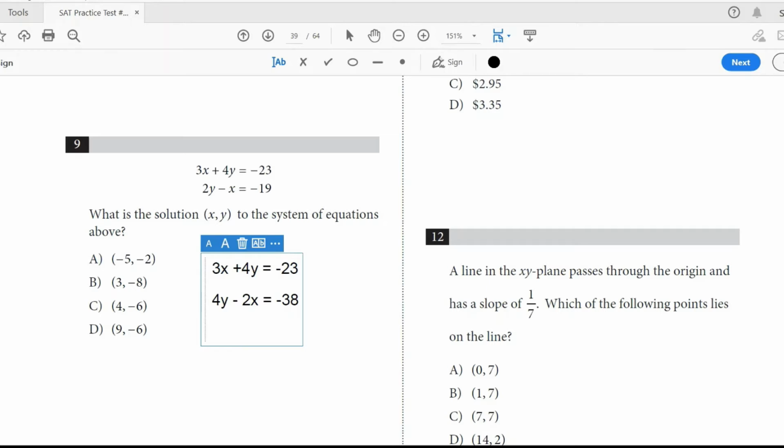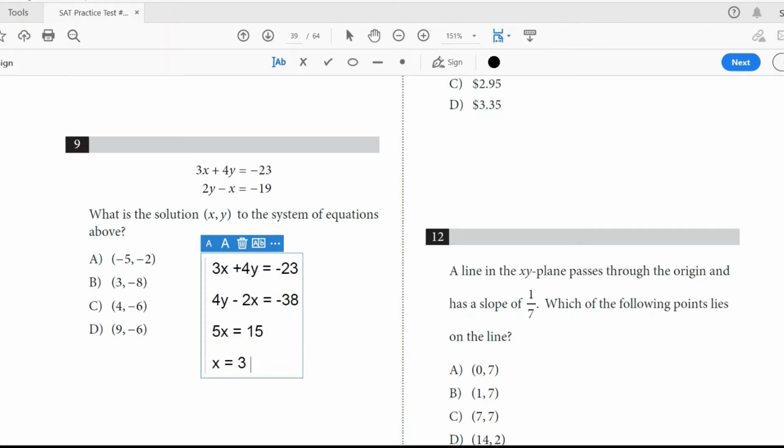Once we subtract this, these two things cancel out, and this -2x becomes positive. So it'd be 5x equals, and since this is negative and we're subtracting the equations, this also becomes positive. So it becomes 5x equals 38 minus 23, which is 15, which means x equals 3.